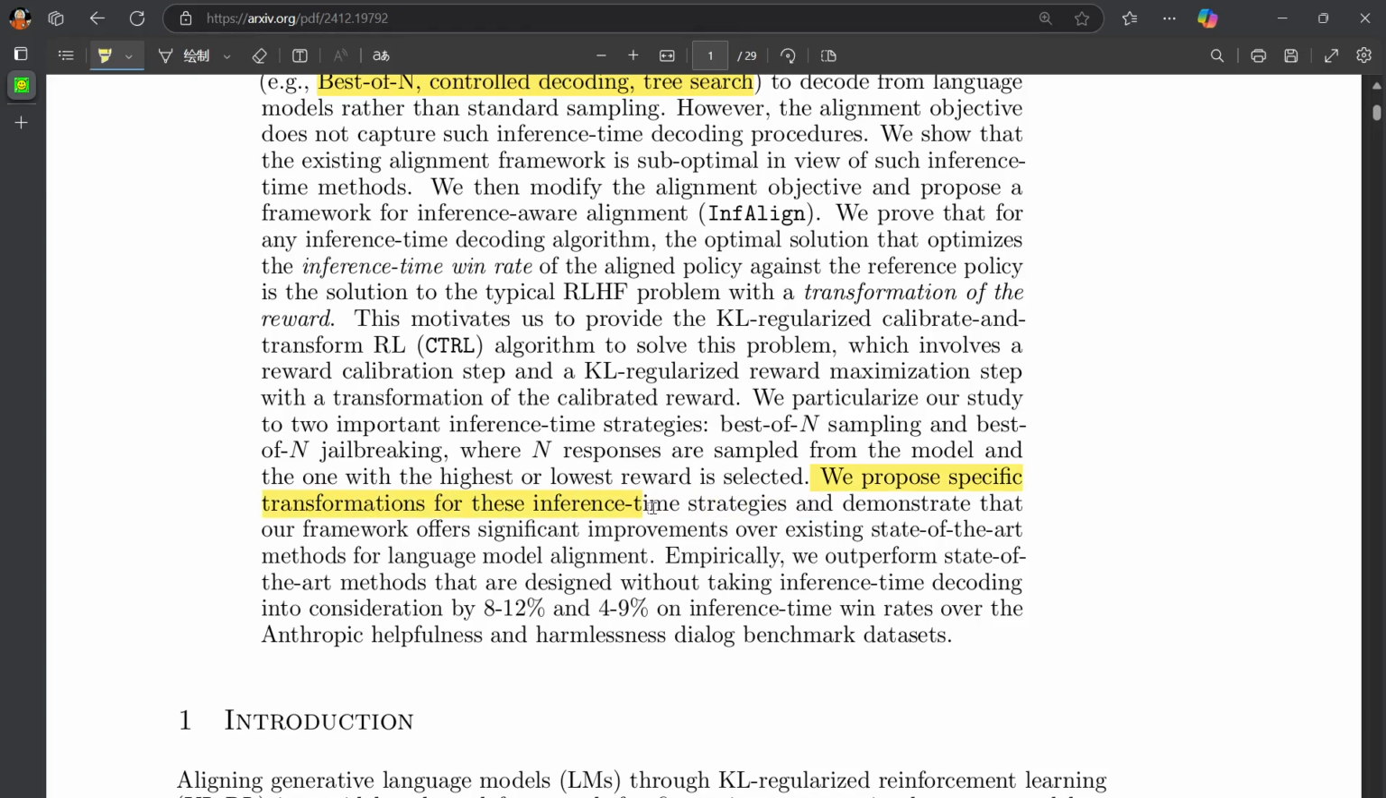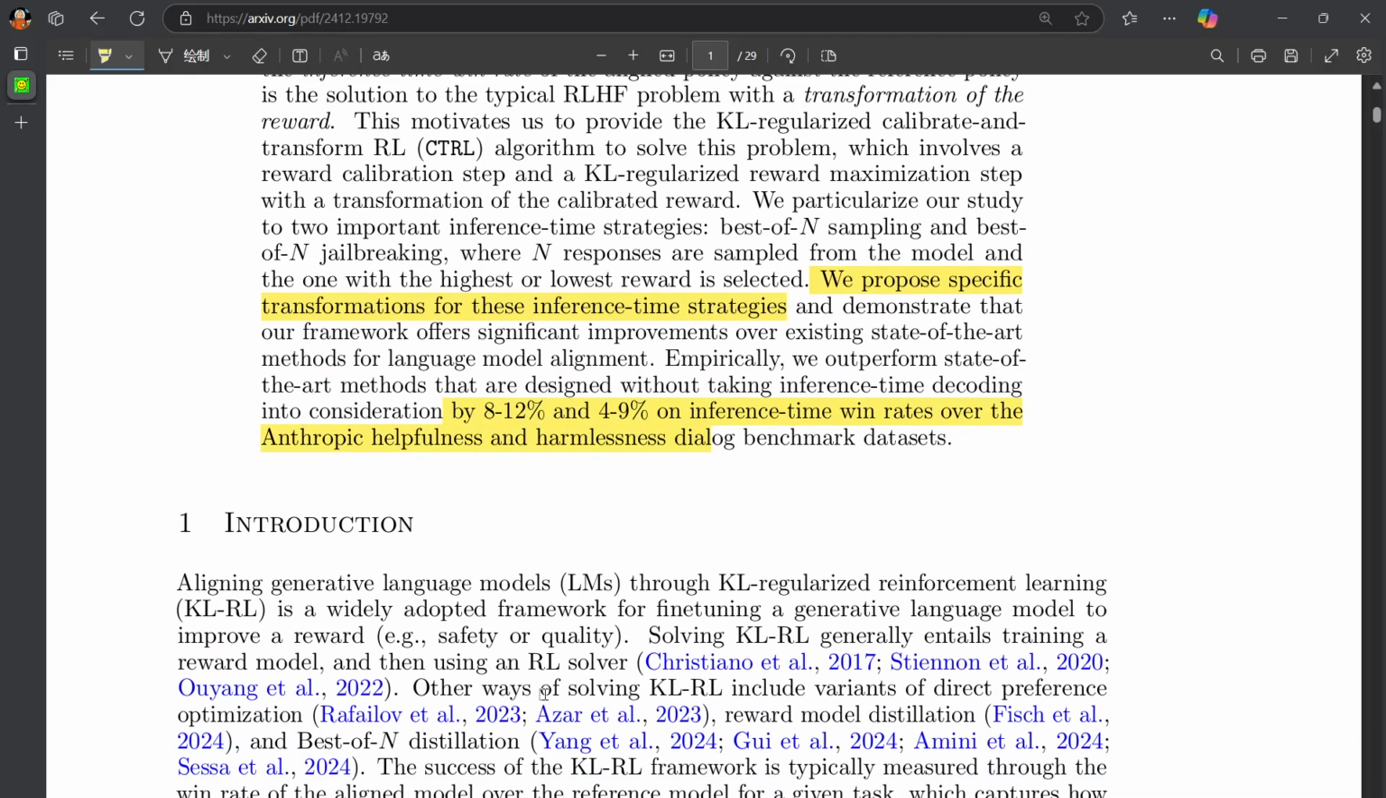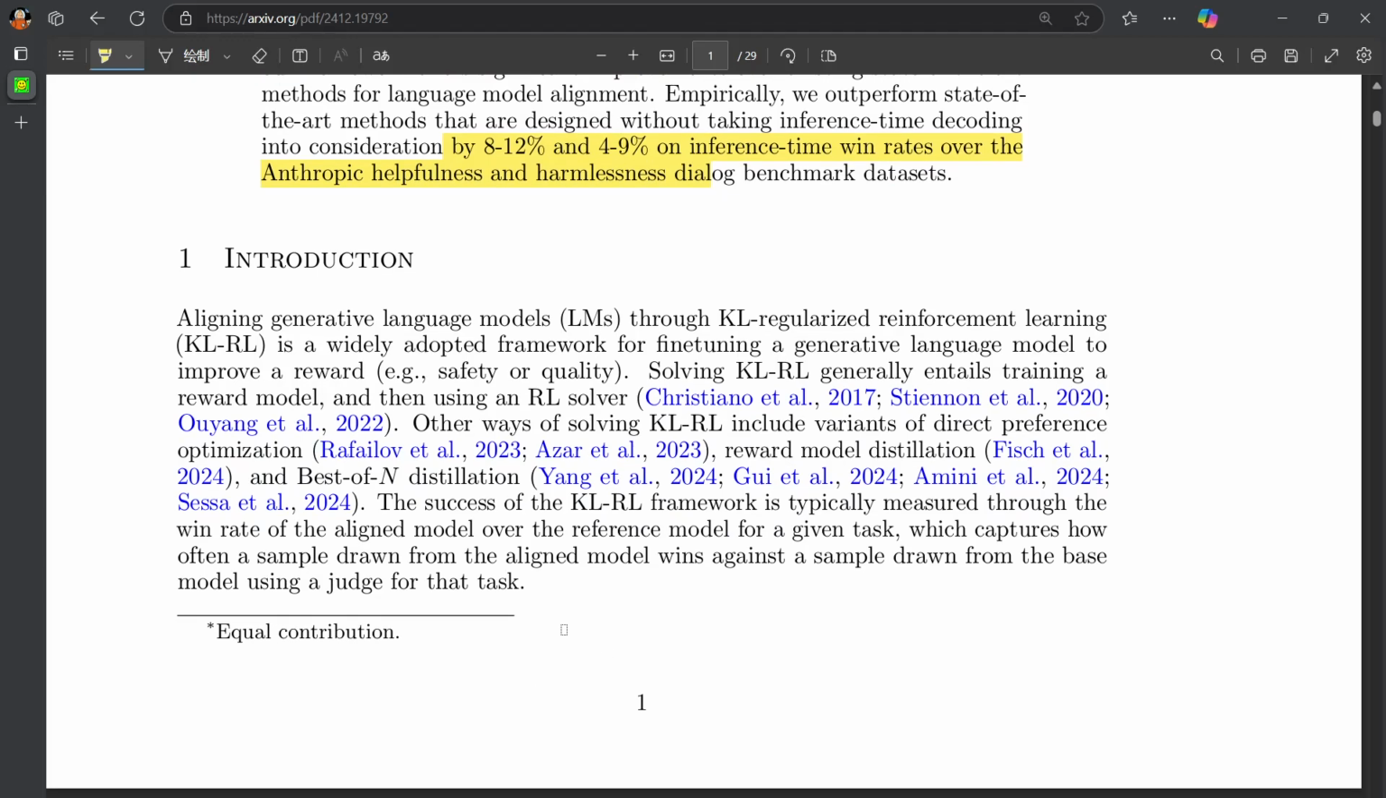That's a great analogy. I'm starting to get the picture here, but how do they actually implement this? So the interesting thing is they found that you can actually solve this problem of aligning the model for different inference methods by simply changing the way you calculate rewards in the reinforcement learning process. Wait, hold on. So they're not proposing some radical new training method. It's all about tweaking the reward system. That's right. They've got this algorithm they call CTRL, stands for calibrate-and-transform reinforcement learning. It's got 3 steps to it. 3 steps. All right. Break it down for me.